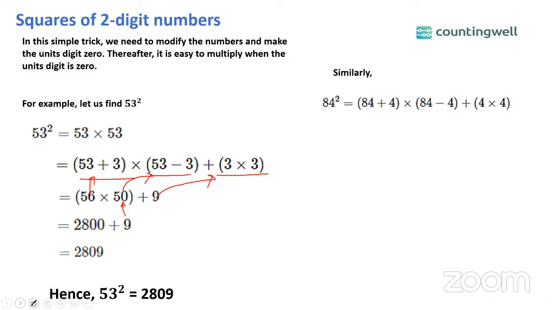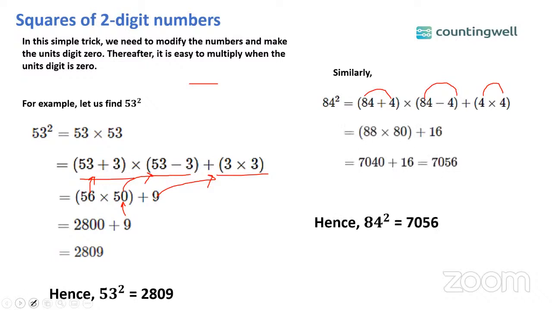Similarly, if you want to find the square of 84, which is again a two-digit number, 84 can be written as 84 plus 4 into 84 minus 4, plus 4 into 4. Now in the next step, we are going to simplify the brackets and we'll get the square as 84 square is equal to 7056.